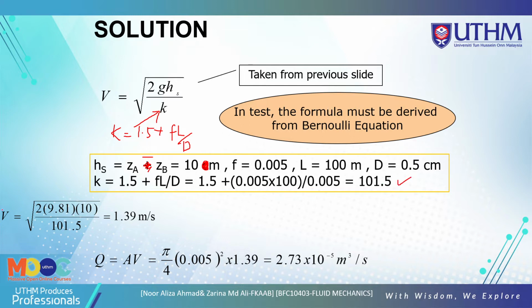So just put the value into the formula to get the velocity. You get the velocity is 1.39 meter per second. After you get the velocity, you find the Q based on AV, so you get the value here. For chapter 5, it is simple, just direct calculation based on the Bernoulli equation.